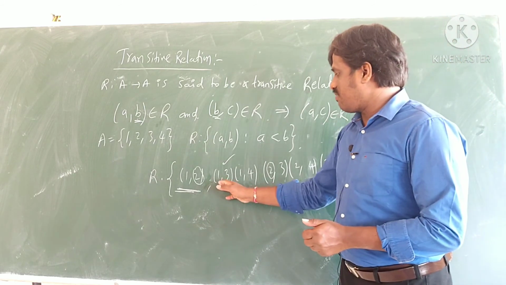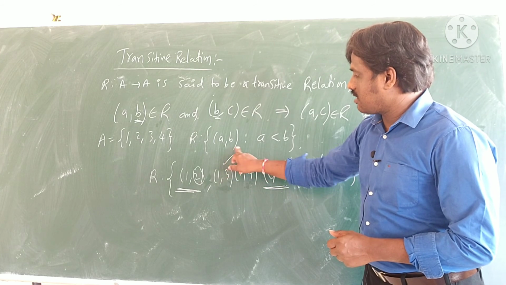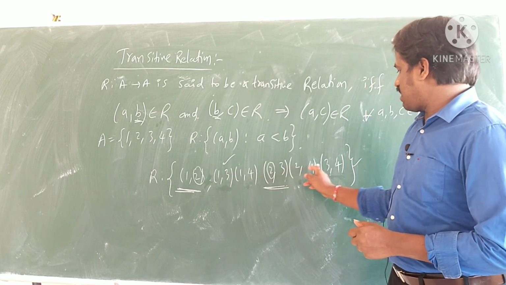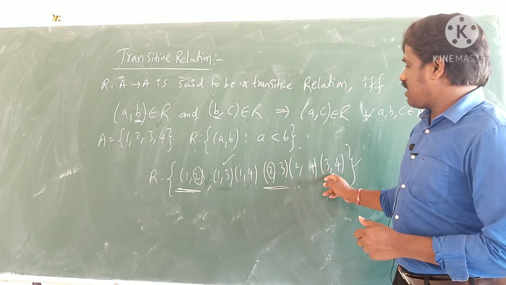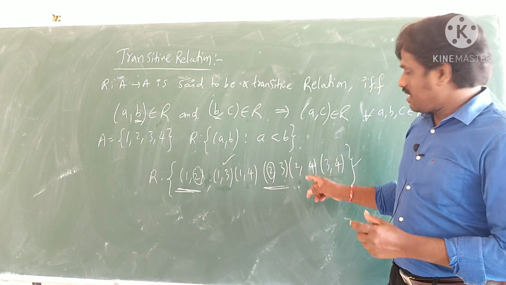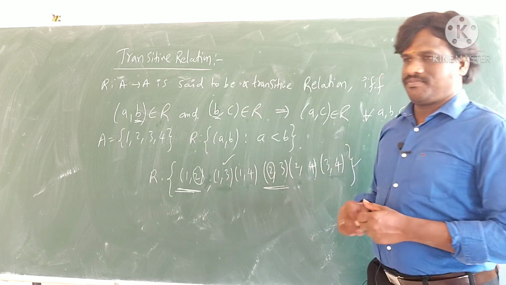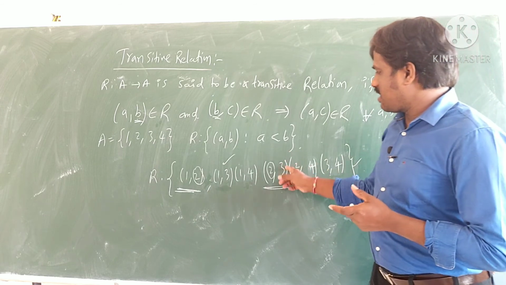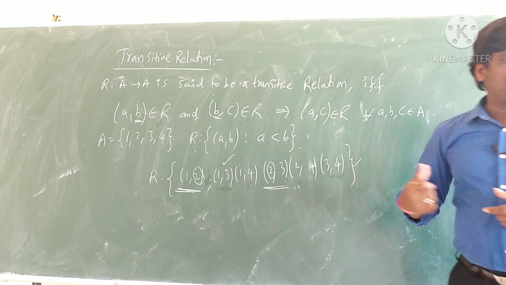Like if I go for (1, 3), the first coordinate 3 should start the next pair. So we have (3, 4). If both of these are there, then that connection (1, 4) is needed, and it is there. So mostly this is a transitive connection. Okay, done, this has become transitive.